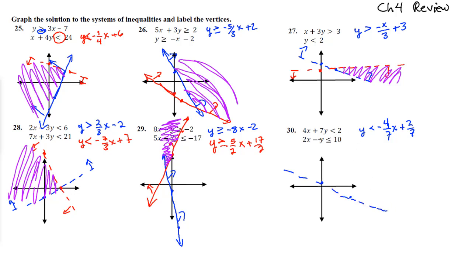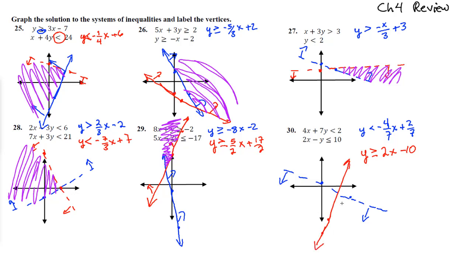And then on this one, we would have to subtract 2x and then divide by a negative 1. Oh, wait, this is y is smaller than, so we're going to head that way. So y, subtract 2x, divide by a negative 1, so we're going to be greater than or equal to positive 2x minus 10. So we are going to be way down here and up 2 over 1, so it's going to be kind of steep, and it's a solid line because of that equals under there.